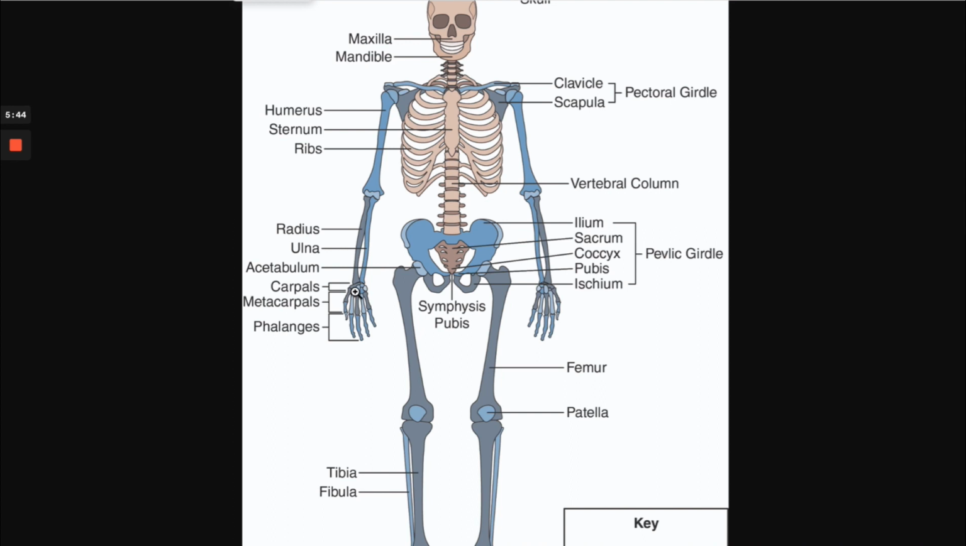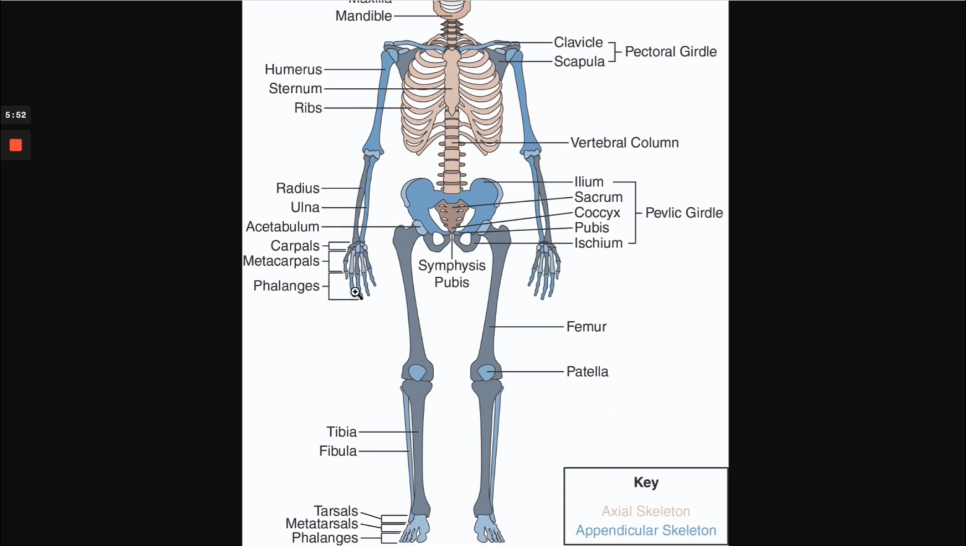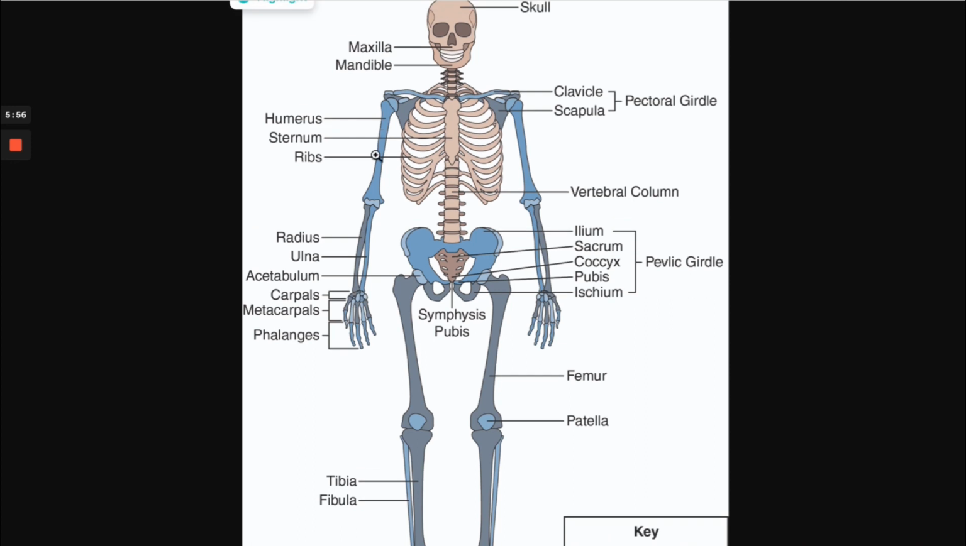So the term anatomical position refers to a person that is standing upright with feet facing forward, as you can see with our skeleton here, arms hanging at the sides, and palms facing forward. So with the skeleton, you can tell that the palms are facing forward because the thumb, which is the shorter bone here, is positioned on the outside.